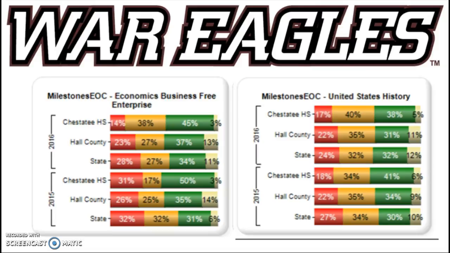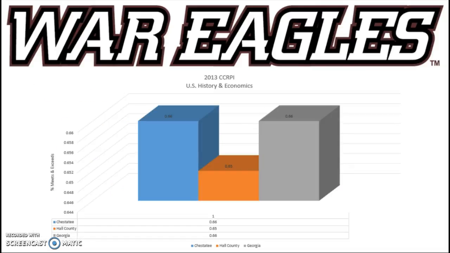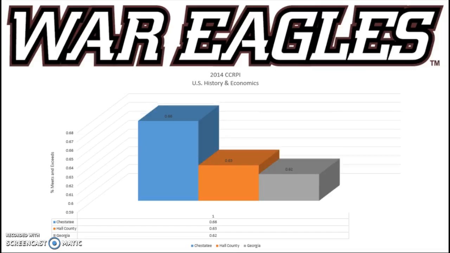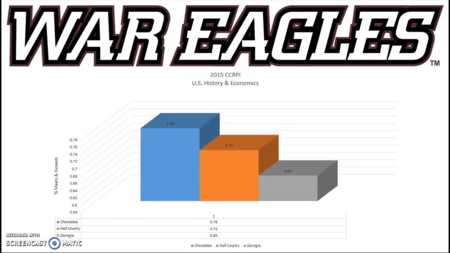And you can see how it compares to the rest of the state, as we are blowing them out of the water here as we grow from tied in 2013, but in 2014 our score is 68 to the state average of 62, and in 2015 78% of our students met or exceeded the goals, whereas the state was down to 65%. So definitely one of our strengths of our school.